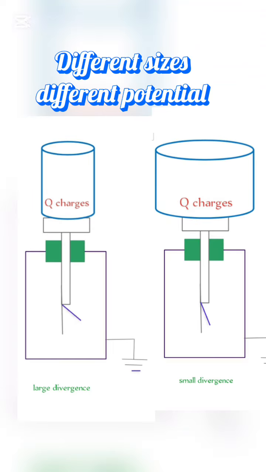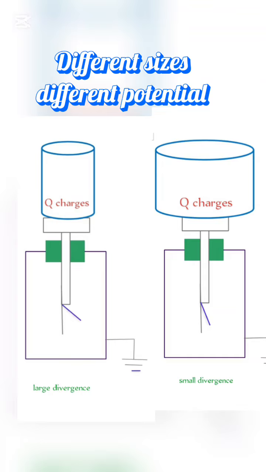Similarly, when two conductors of different sizes, such as two metal cans, are given equal charges, they acquire different potential. The smaller conductor has a higher potential, just like the narrow vessel has a higher water level. The larger conductor has a lower potential, like the wider vessel.